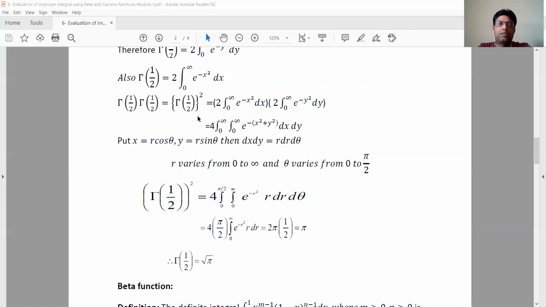So gamma of 1 by 2 whole square equals 4 times the integral 0 to pi by 2, 0 to infinity, where x square plus y square is r square and dx dy is r dr d theta. So 4 times the integral 0 to pi by 2 of d theta is theta, so pi by 2 comes outside, times the integral 0 to infinity of e power minus r square r dr. So this is 2 pi. And the integral 0 to infinity of e power minus r square r dr becomes 1 by 2, which gives pi.